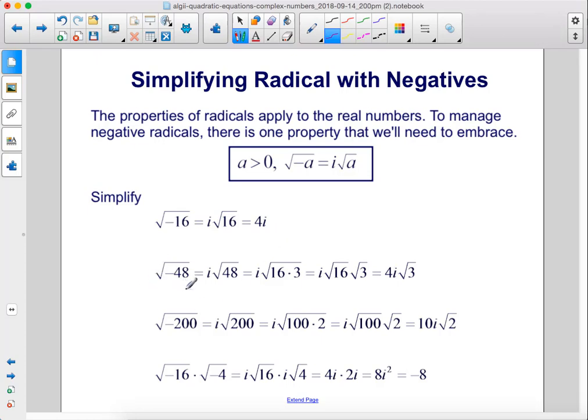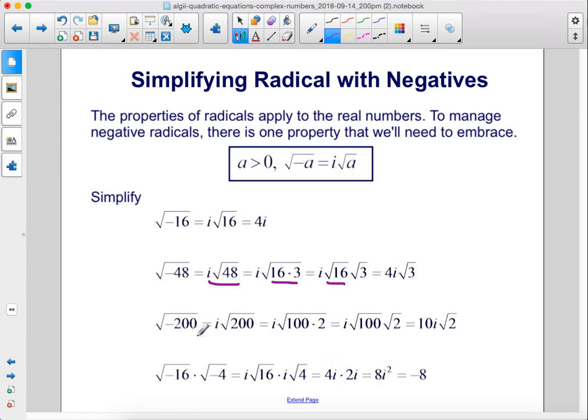Negative square root of 48. So we can take that negative sign out, replace it with an i out front, and then 48 is 16 times 3, and the square root of 16 is 4. So we can take a 4 out, and we're left with the square root of 3 times i times 4.